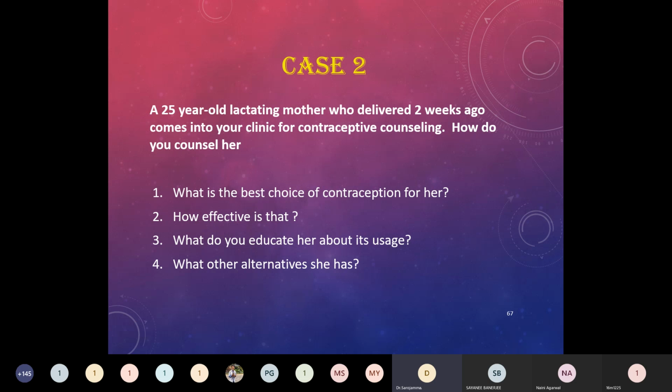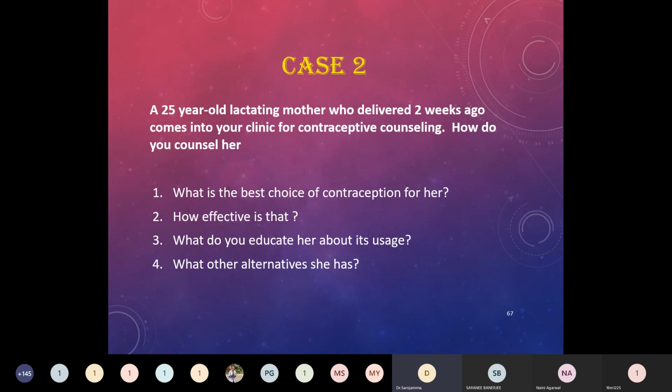The efficacy is 1 to 3 per 100 women years. And how do you educate about its usage? The important thing, which I did not mention when I was talking about combined pills, is that progesterone only pills have to be taken continuously without break. Unlike combined oral pills, where you have the break period of 3 weeks on and 1 week off, there is no off here. It has to be taken continuously from day one till the last day, till whenever they want the protection. And what are the other alternatives she has?